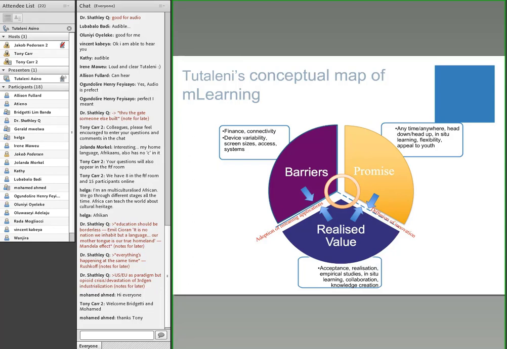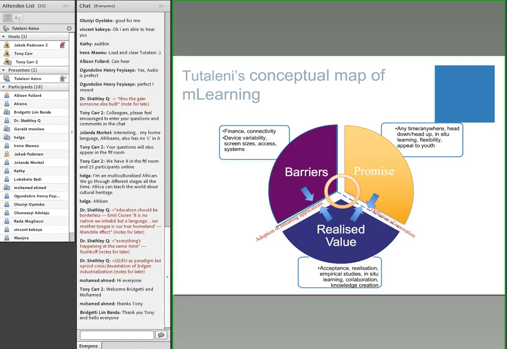And this is, again, another conceptualization of how I make sense of this. Often, when you think about innovations, especially in education, I usually like to break those up into three areas: barriers, promises, and realized values.